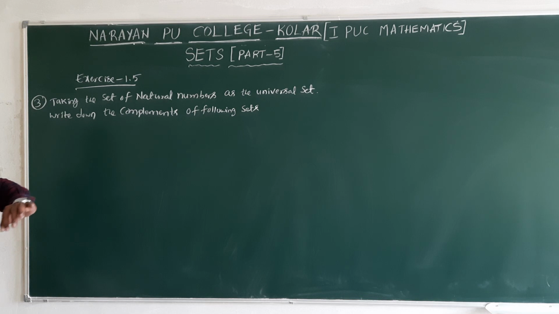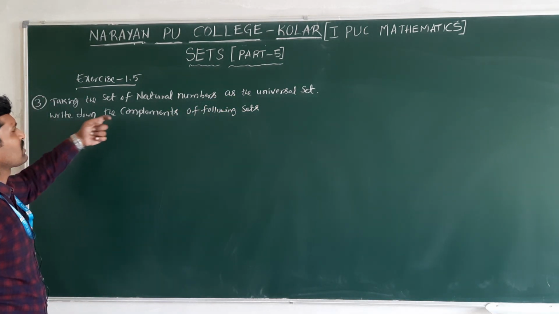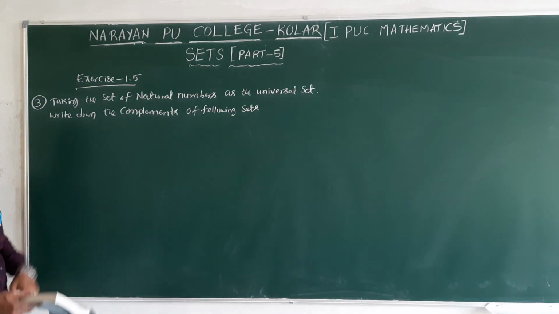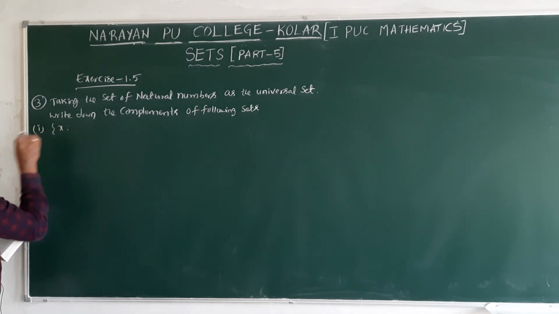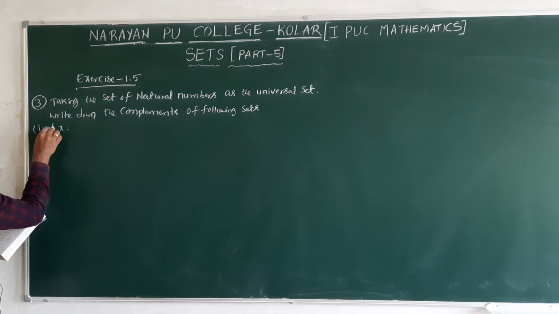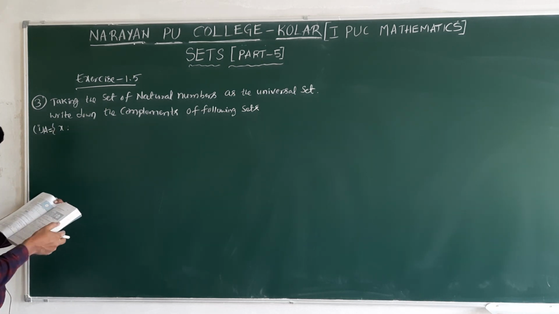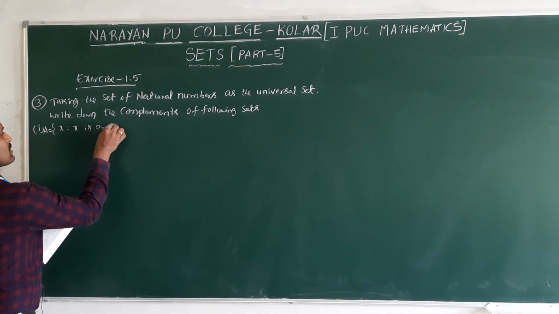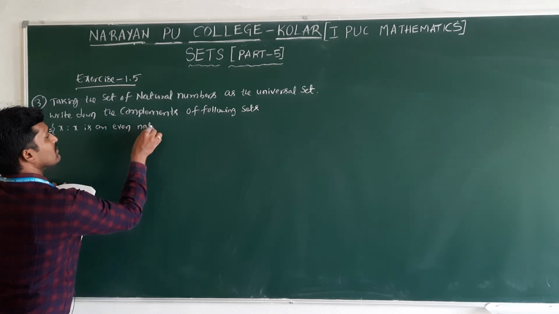Taking the set of natural numbers as the universal set, write down the complements of following sets. For the given sets, we need to find complements. In this first one, I'll assume this is A, okay? In the question, they have not mentioned any symbol. Like this is A set, X such that X is an even natural number.